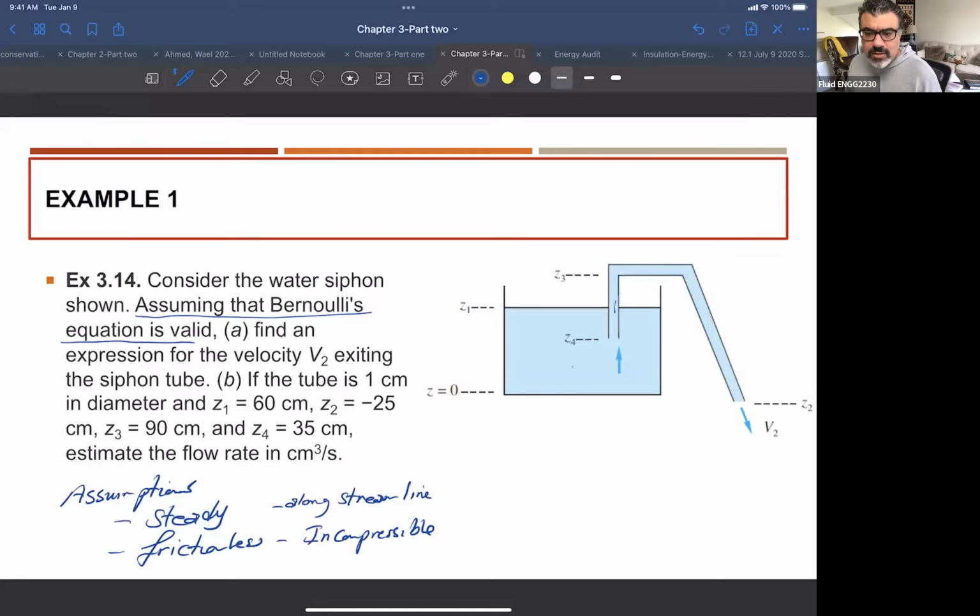You don't have to really write it down. I'm just trying to remind you what those assumptions are. Okay. Find the expression for the velocity V2. So you just need to find this V2. And I don't know if I have another figure here, but let me just take a picture of that.